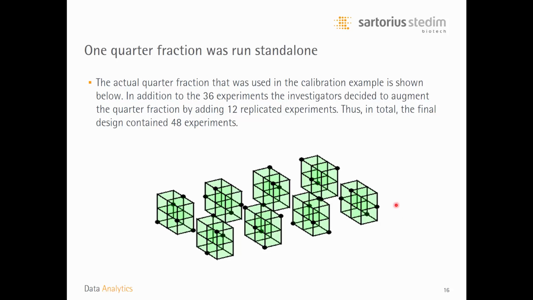And to these 36 experiments, the investigators decided to add 12 replicated experiments. This is on the high side, maybe 3 to 4 replicates would have been enough, but since it was a feasibility study and the researchers wanted to exploit the properties not only of the GSD but also they were unsure about the replication error, they decided to make 12 replicated experiments. So in total the final design had 48 experiments, 36 coming from the first quarter fraction plus 12 replicates.